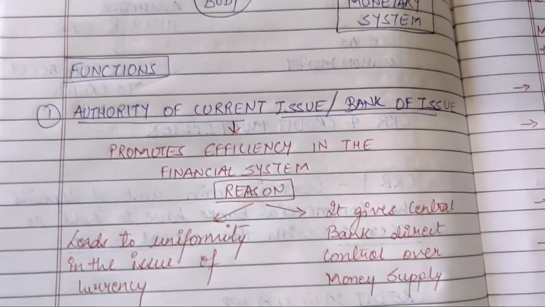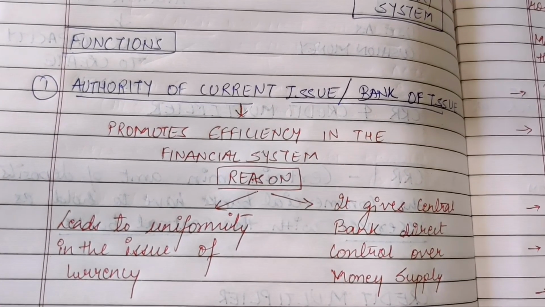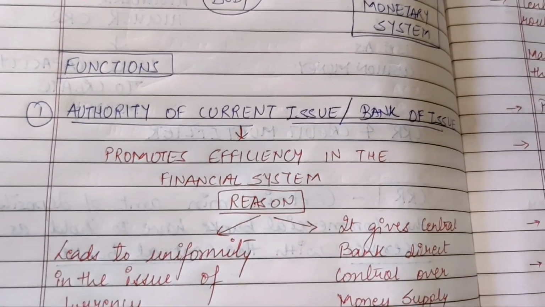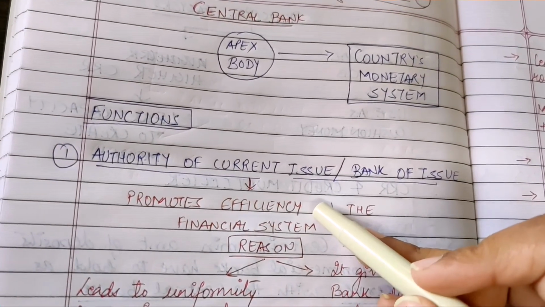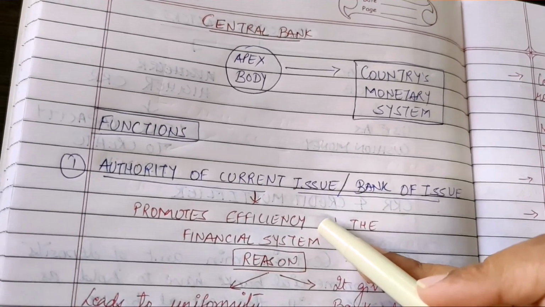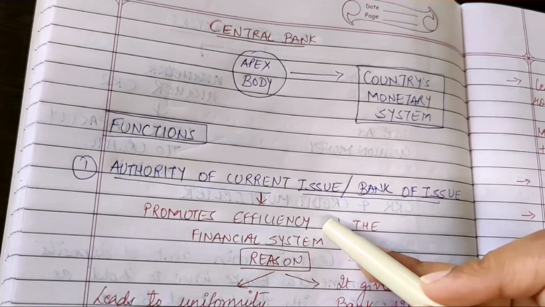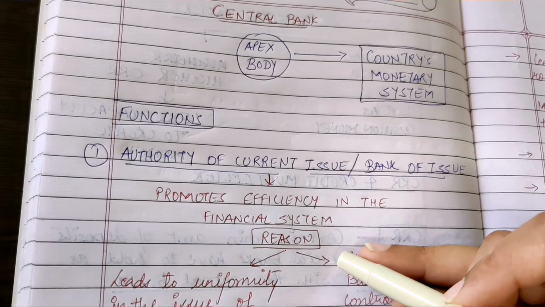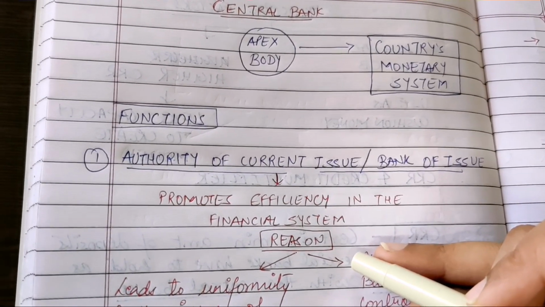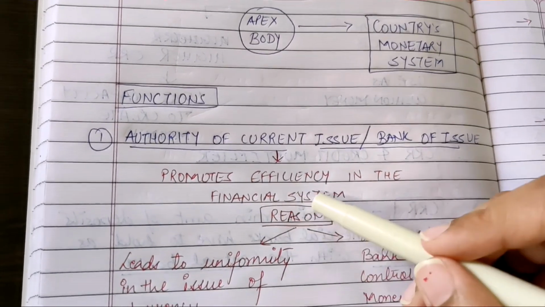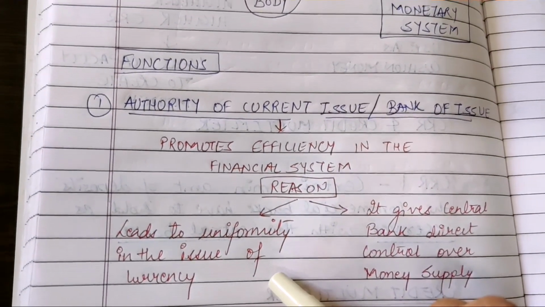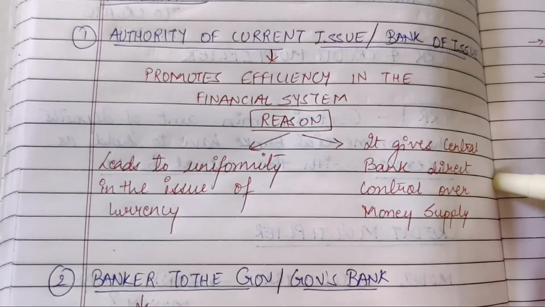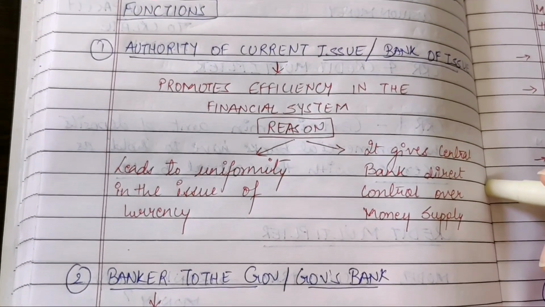Now, when I talk about the functions, the first function is authority of currency issue, or bank of issue. Central bank is the sole authority to issue the currency in the country. What happens, it promotes efficiency in the financial system. There are two reasons for this efficiency. First, it leads to uniformity in the issue of currency, and second, it gives the central bank direct control over the monetary supply. That was the first function of central bank.